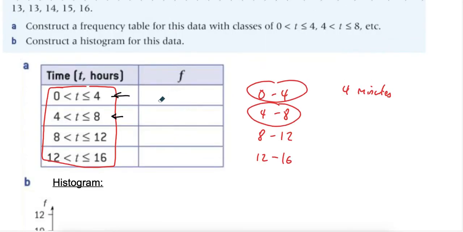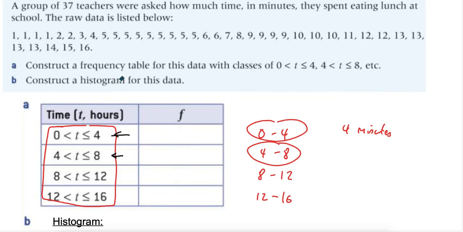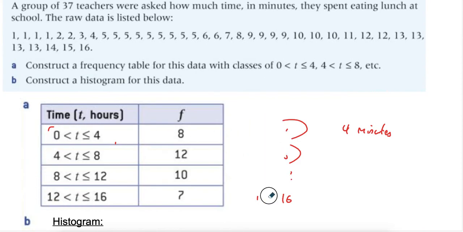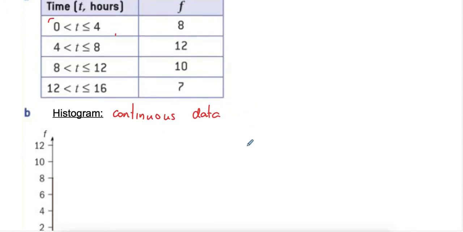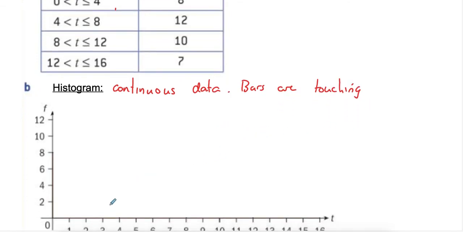before I go on to that, let's just reveal these frequencies. In this example, it's exactly the same. It's just counting and putting the frequencies into the table. Okay. Now, the other note that I'd like you to make is that histograms are for continuous data. That means that the bars are touching, to represent the fact that the data is continuous and there's no gaps between it.